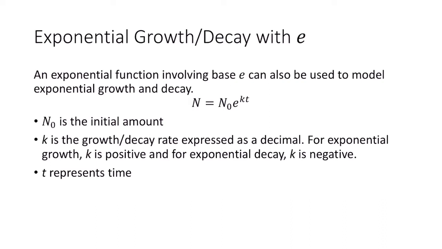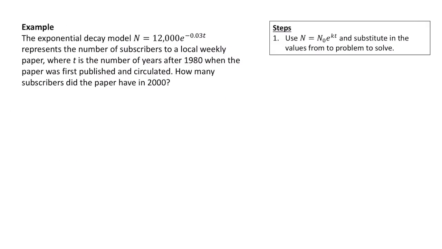We can also use exponential growth and decay formulas that involve e. Sometimes you'll see this in the formula. Remember that e is that special number, Euler's number. It can be used in this formula, N equals N naught e to the kt, to model growth and decay. N naught is the initial amount, k is the growth or decay rate expressed as a decimal. The way we represent growth or decay is that k will be positive if we have growth, and k will be negative for decay. T represents time.